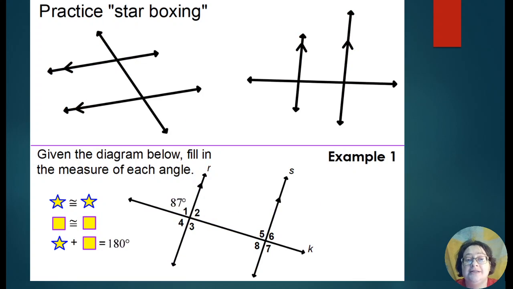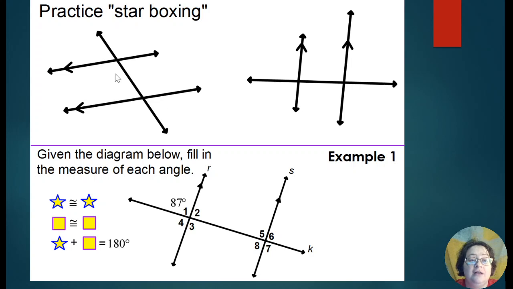Now, we're going to practice star boxing. So I want you guys to bring up the PowerPoint template, and I want you to practice star boxing. So you're going to hit on your PowerPoint. You're going to be on this page. You're going to hit review and start inking. So I'm going to start here. I'm going to show you with this one.